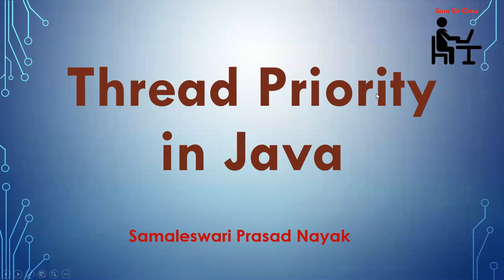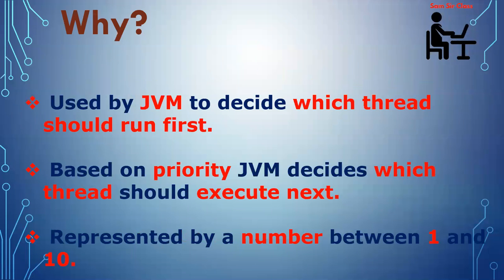Hello everyone. Through this video we'll see what is the use of thread priority in Java. For scheduling purposes, priority is one of the most important factors. Why is thread priority required in Java? This is a factor used by the JVM to decide which thread should run first. If multiple threads are running or available to run, the JVM will do the scheduling by using the thread priority. So based on thread priority, the JVM decides which thread should run or execute next.